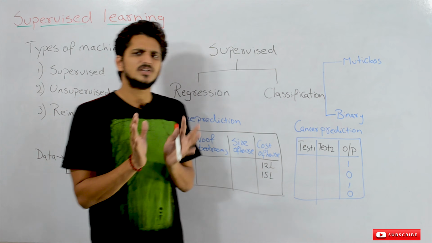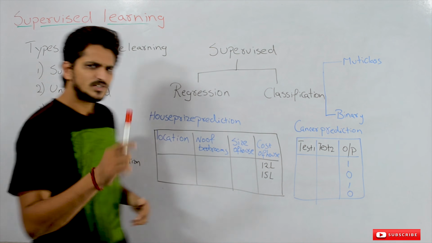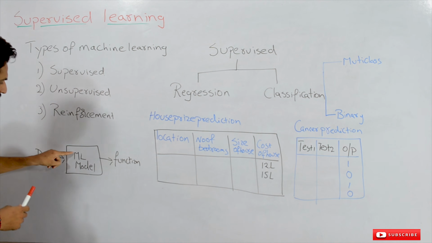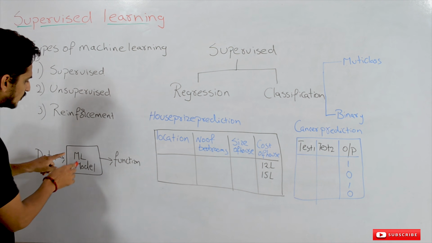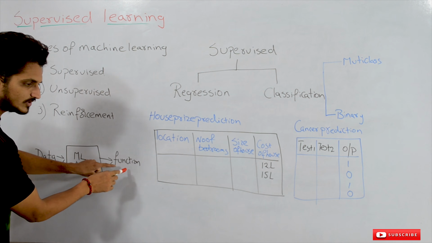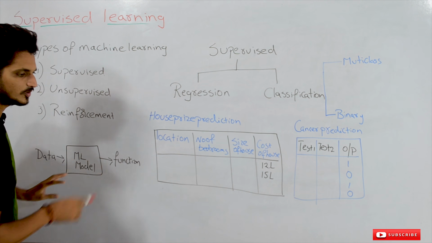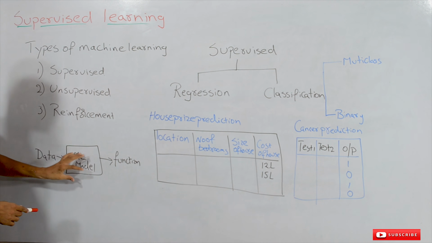Generally, what will a machine learning model do? An ML model will take data as input and this model will generate a function. It will generate a function as output. That is what a machine learning model will do.